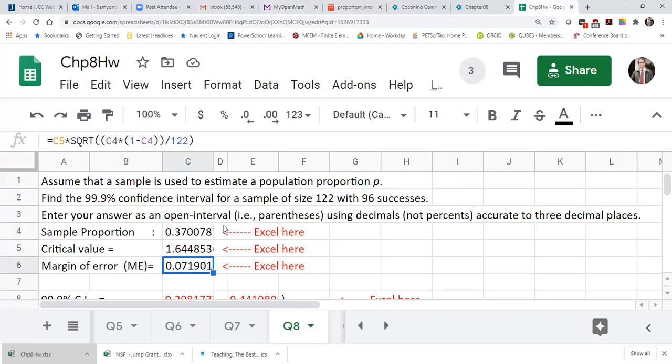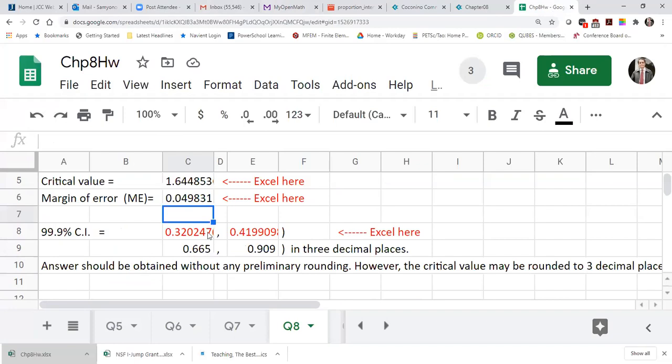So you need to change this to 254. Enter. Because you're looking for the interval, for this one you need to put it in parentheses, okay?